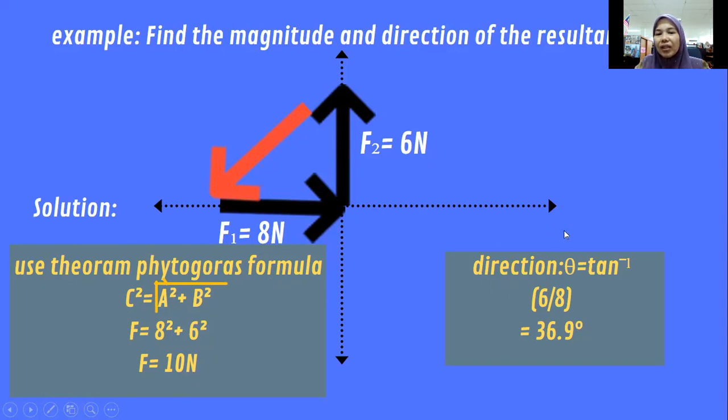So you have to find the direction. Direction of the force is the angle. To find the direction of the resultant force, you have to use tan. Tan theta is equal to 6/8. So theta is equal to shift tan of 6/8. You will get the direction is 36.9 degrees. Just take 36.9 degrees. No need to state northeast or northwest. Just the angle will represent the direction.